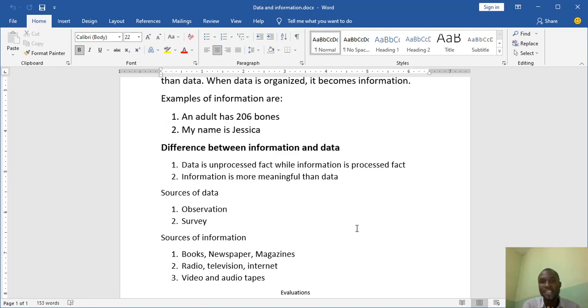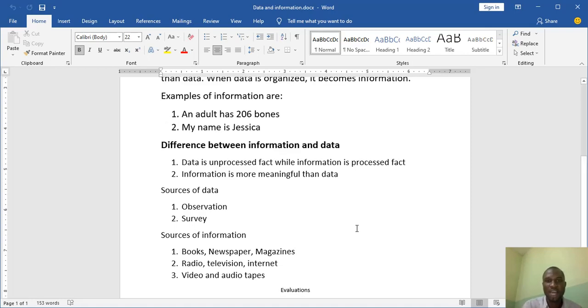Now, if for example I don't know a particular thing, I can just take my phone or my computer and ask, what is the area of a circle? And the information for the area of a circle will be given to me because I'm using the internet. I'm going to use a web browser, going to search engines. Another source of information is video and audio tapes. You're listening to me now, you're watching the video. That is a source of information.